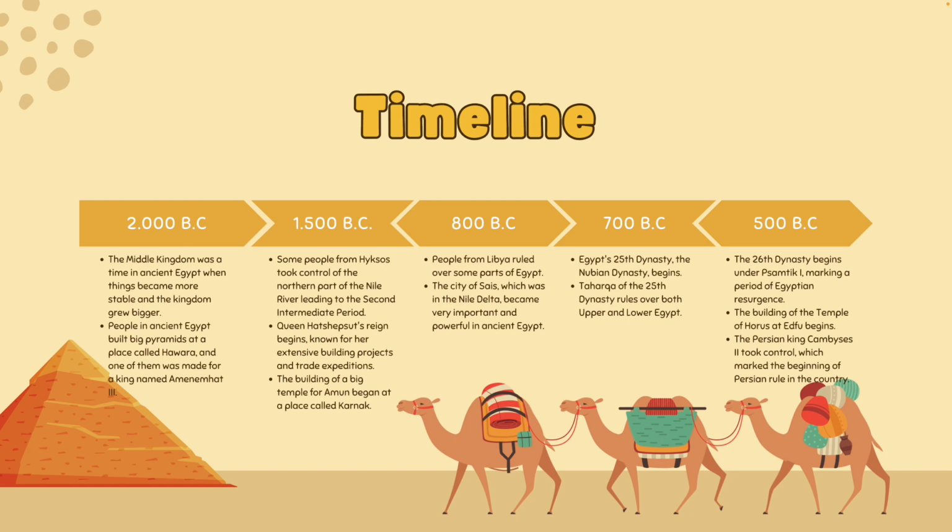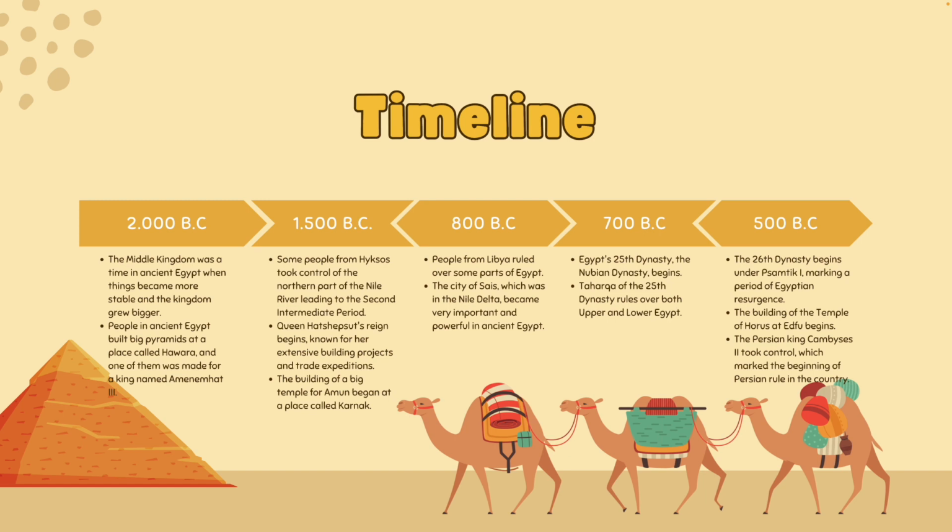800 BC, we see that people from Libya ruled over some parts of Egypt. And the city of Sais, which was in the Nile Delta, became a very important city in ancient Egypt. Then 700 BC, Egypt's 25th dynasty begins. And then Taharqa of the 25th dynasty rules over both Upper and Lower Egypt. And in 500 BC, the 26th dynasty begins under Psamtik I, marking a period of Egyptian resurgence. So that means the Egyptians took over again. And then we see that the building of the Temple of Horus begins at Edfu.